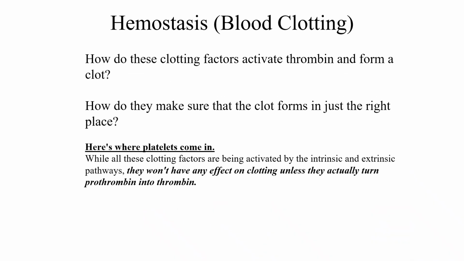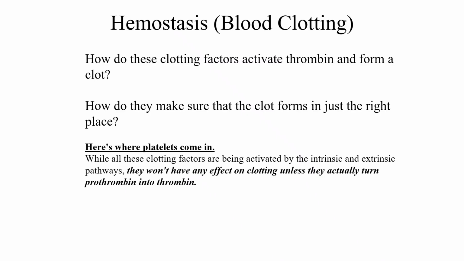So how do these clotting factors activate thrombin and form a clot? Remember, clotting factors are proteins in the blood that activate each other and start the cascade, or sequential reactions, as we've talked about. And the cascade can follow two different pathways. It could be intrinsic or extrinsic, but they both are going to converge on activating factor X.